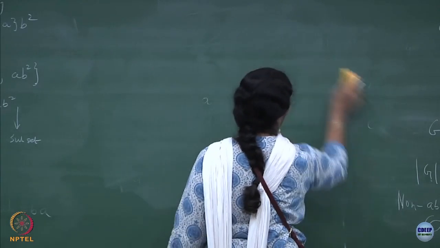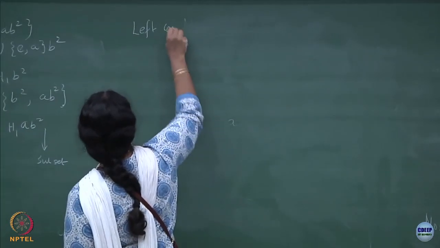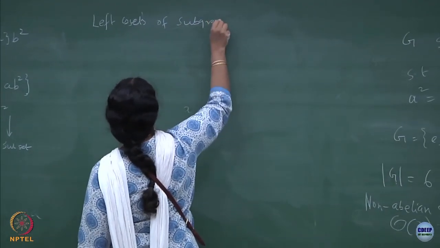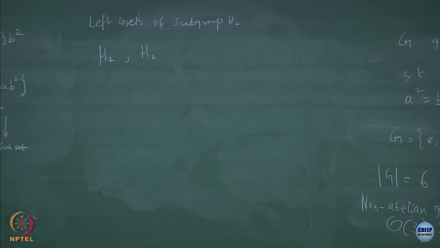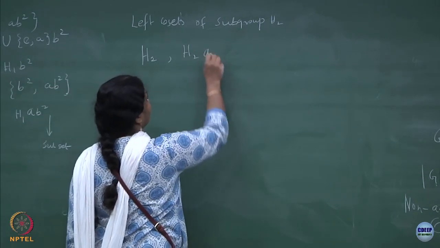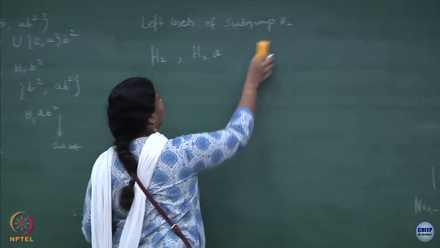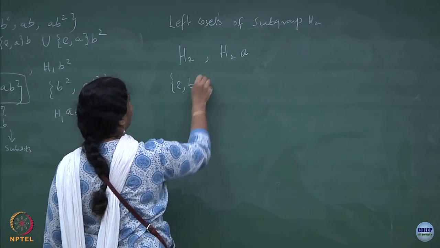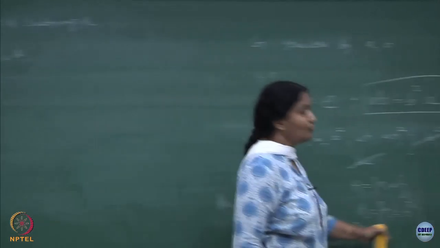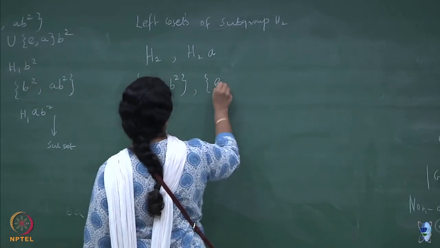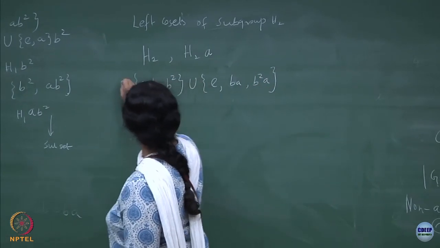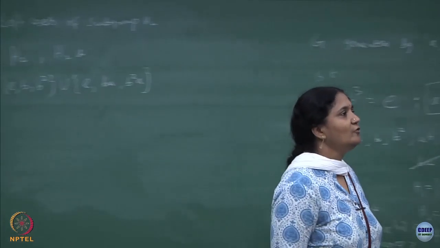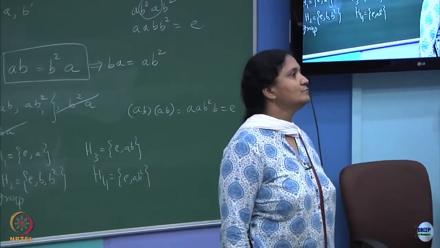Left cosets. So H2, then you can have H2 with B will give you anything? It has to be with A, and what else? That is it. So what is this? This is {E, B, B squared}, that is H2. The next one is, anything else? Totally the union of these two will give you the group G. It is a disjoint union of these two. Clear? What about the right coset?